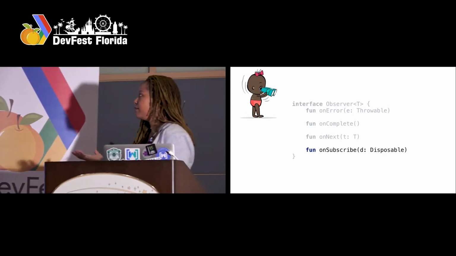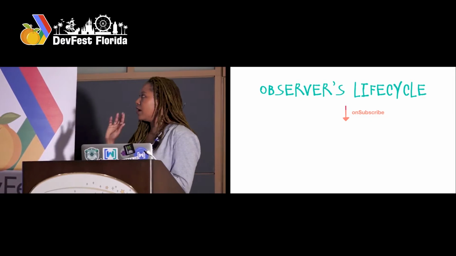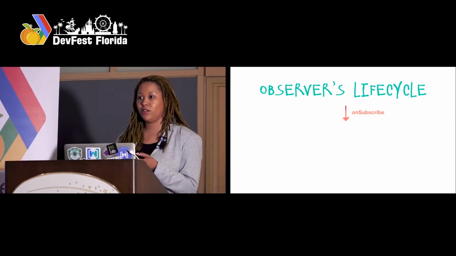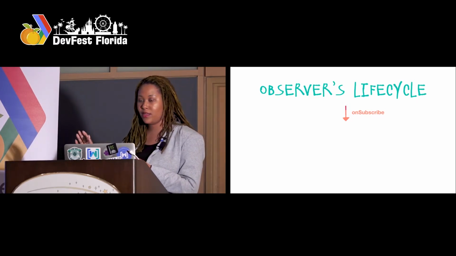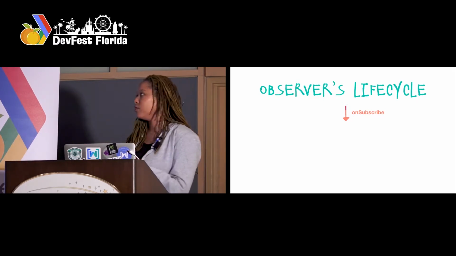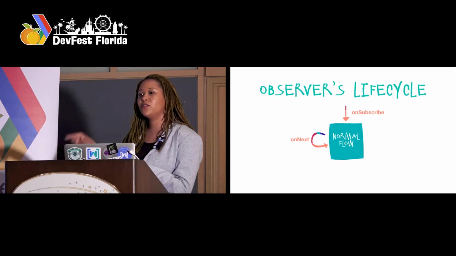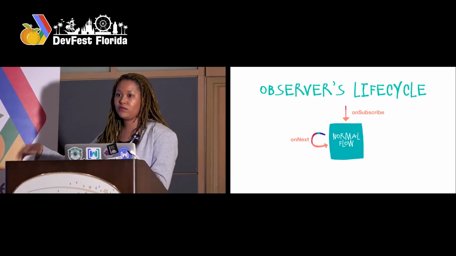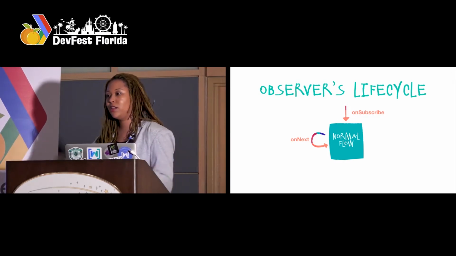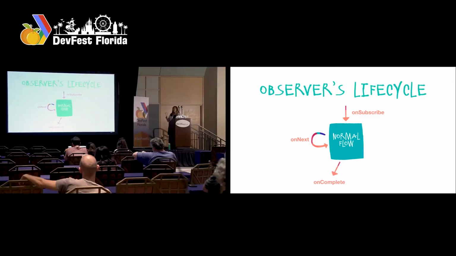So if we were to look at the life cycle of an observer, it would go like this. First, a call is made to the onSubscribe method once it's hooked up with its observable. Then throughout the course of its normal flow, its onNext method could be called 0, 1, or many times. It all just depends. And then if it completes successfully, a call is made to onComplete. Otherwise, a call is made to onError. So this is the whole life cycle of it.